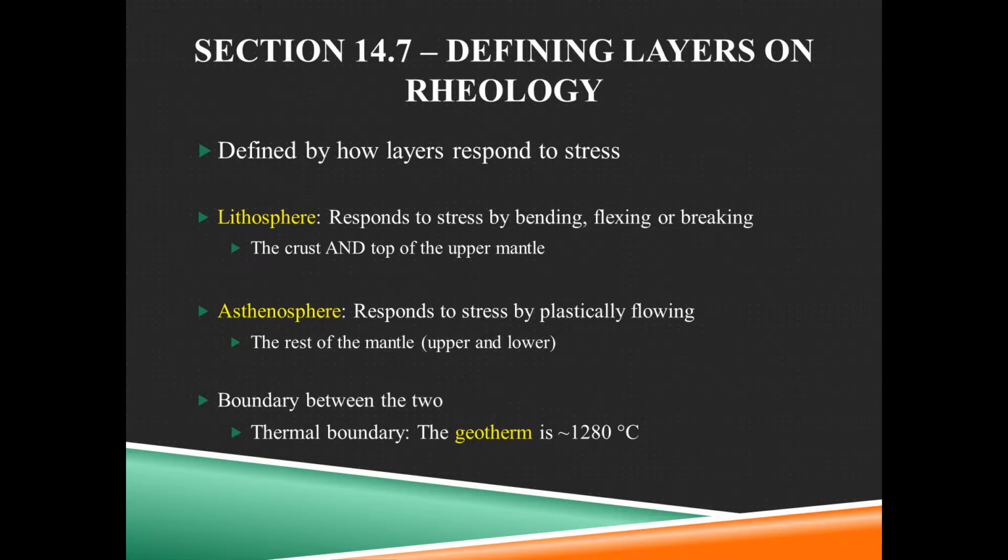The boundary between the two is a thermal boundary. Since it changes from lithosphere to asthenosphere in that upper mantle, we know it's not a composition change, otherwise we'd call it upper and middle mantle. We don't. We call it all upper mantle. It's all the same material. But it gets to a certain temperature and it's no longer brittle.